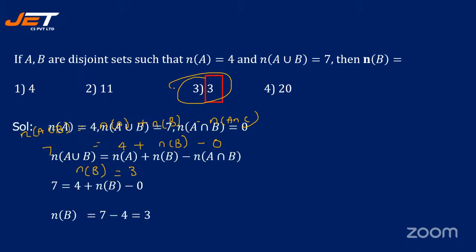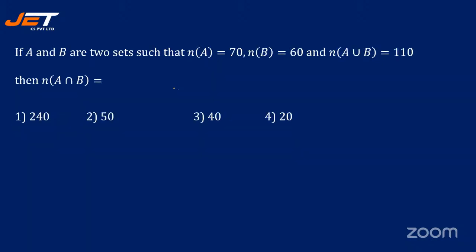All right, let's move on to the next question. If A and B are two sets such that n of A is 70, n of B is 60, and n of A union B is 110, then n of A intersection B is dash. All right. So let's use the formula here. n of A union B is n of A plus n of B minus n of A intersection B.